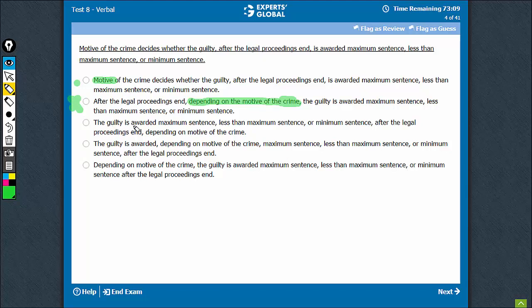Option C commits another mistake. The guilty is awarded this, and that. The positioning of depending on motive of the crime is such that even this part, after the legal proceedings end, becomes a part of depending on motive of the crime. So the legal proceedings do not depend on the motive of the crime. It's only the extent of sentence that depends on the motive of the crime, and therefore this option has to be eliminated because of the positioning of the phrase depending on the motive of the crime.